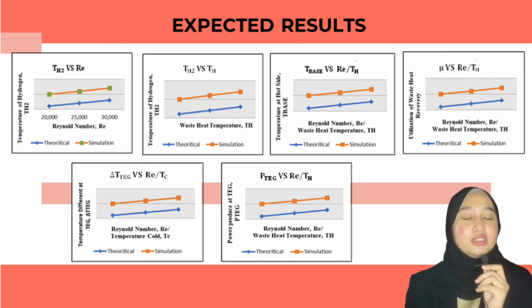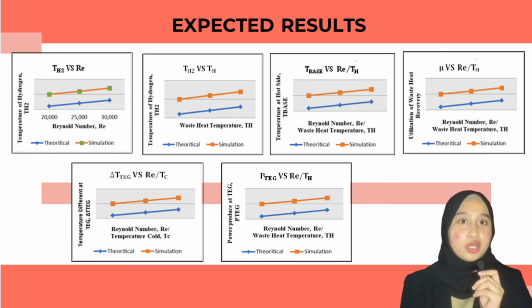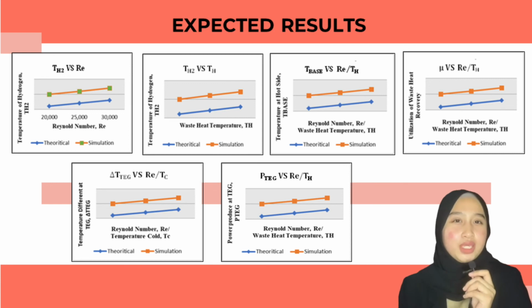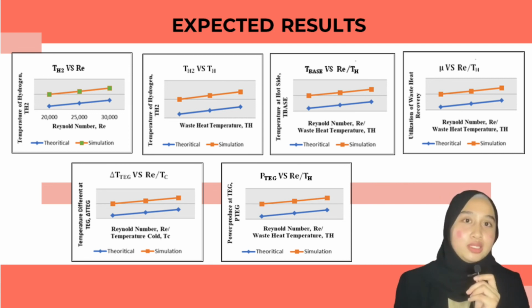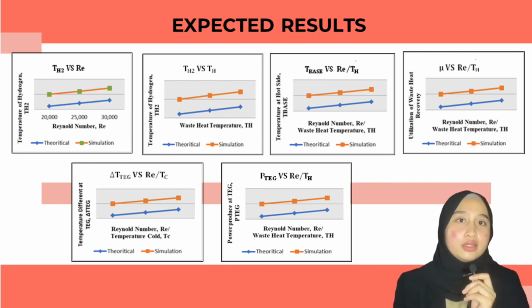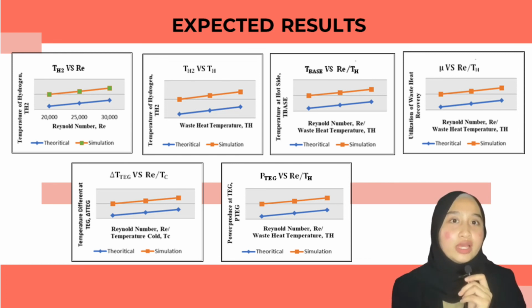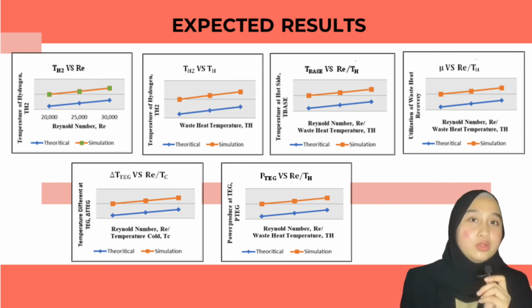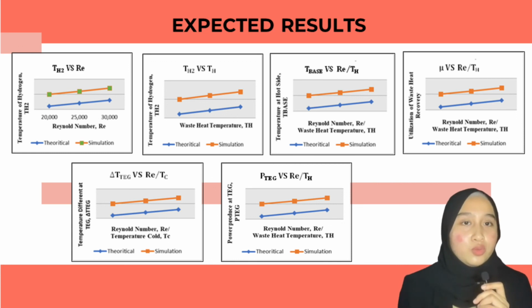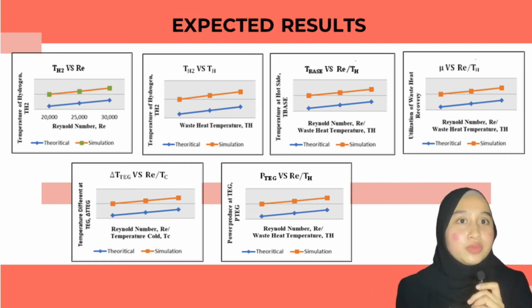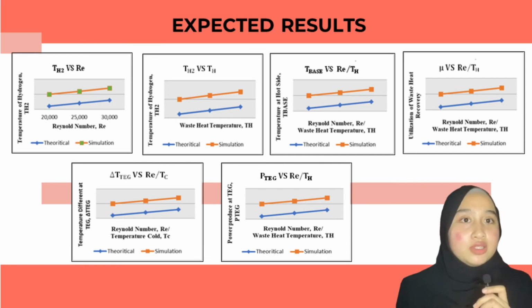So, this is the result that was expected during the project, where Reynolds number gives a big impact on the system to increase the hydrogen temperature and waste heat temperature. Other than that, the Reynolds number also affects the electrical power that will be generated by the TEG, which means a high Reynolds number will increase the temperature of the hydrogen and also the temperature of the waste heat. The increasing of the Reynolds number will also increase the power generated by the TEG.